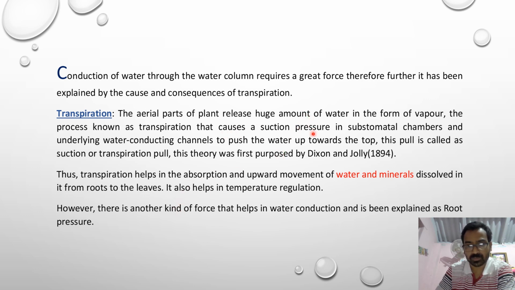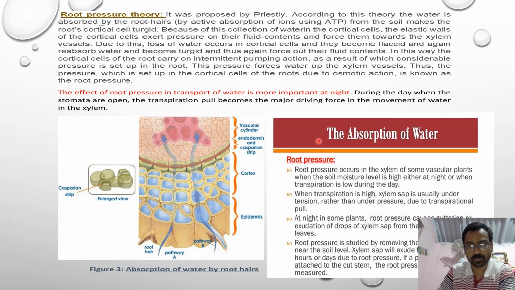Transpiration is not the only source for the transfer and conduction of water in the plant. There are certain plants where root pressure also works in conducting water from the soil to the other parts of the plant, which we are going to learn in the next slide. So, absorption of water by the root pressure theory. This theory was first proposed by Priestley.